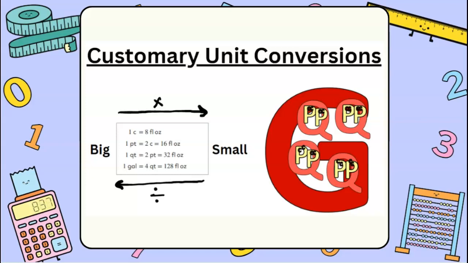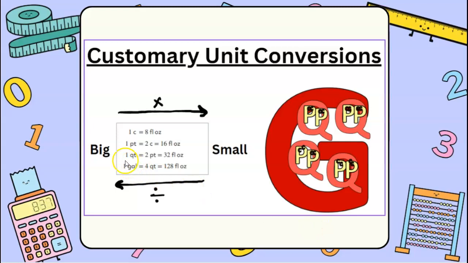When we refer to customary units, we're talking about our liquid measurements of gallons, quarts, pints, cups, and ounces. When you have a gallon, it is equal to 4 quarts or 128 fluid ounces. When I have a quart, it's equal to 2 pints and 32 fluid ounces. 1 pint is equal to 2 cups or 16 fluid ounces, and 1 cup is equal to 8 fluid ounces.